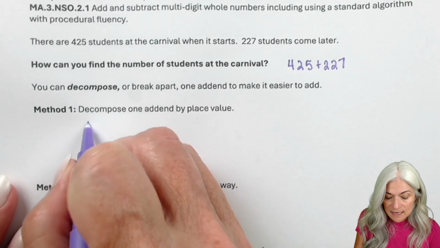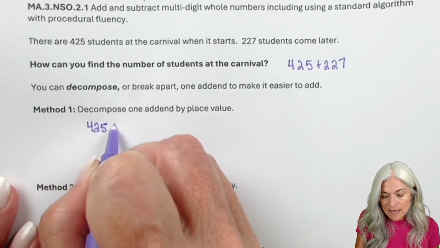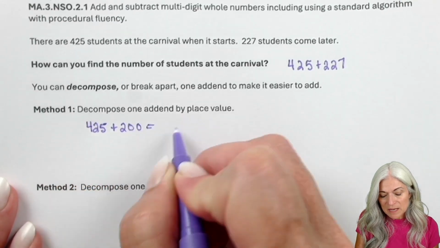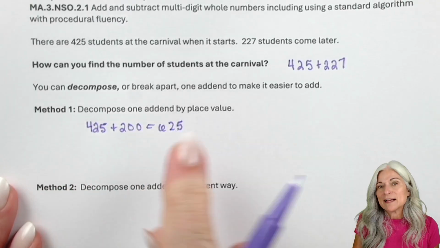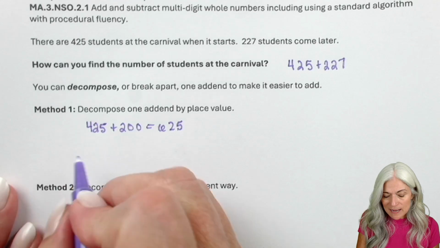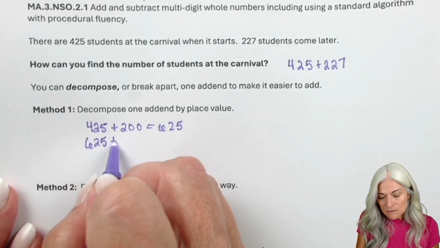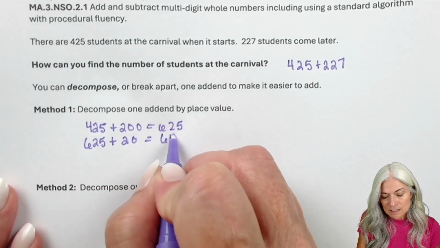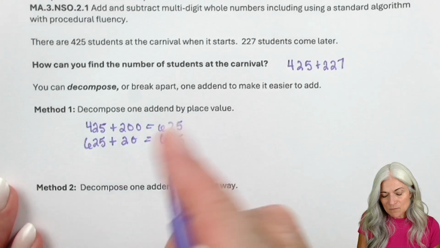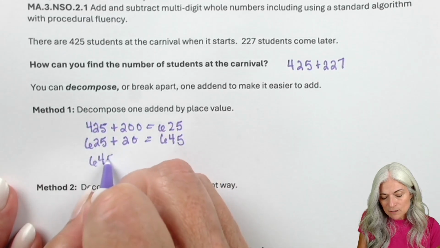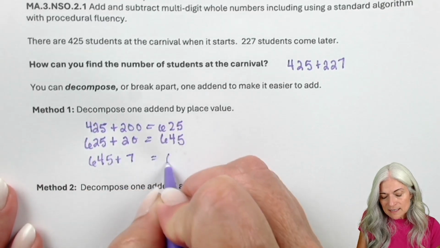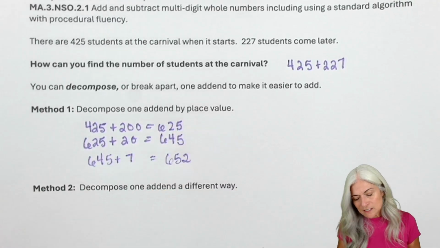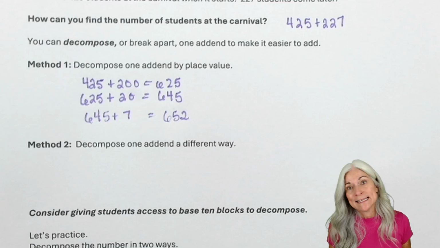So we could say, well, I could take 425 plus 200, and that would give us 625. So I'm at 625, and then we would add the 20. So that gets us to 645, and then we would add the 7. 645 plus 7 gets us to 652. All right, that's one way.